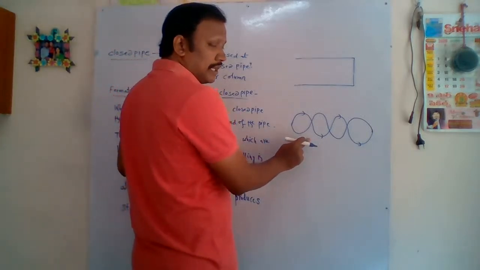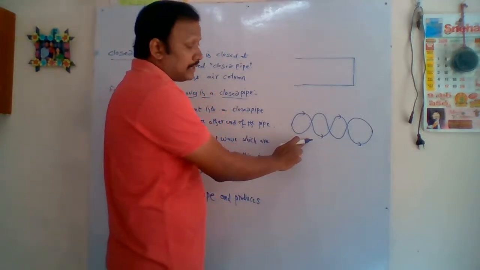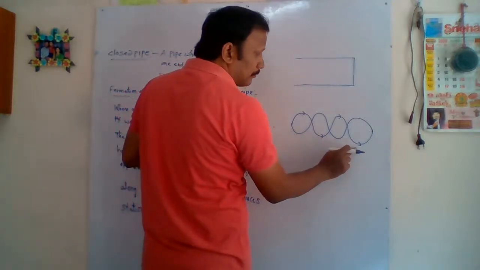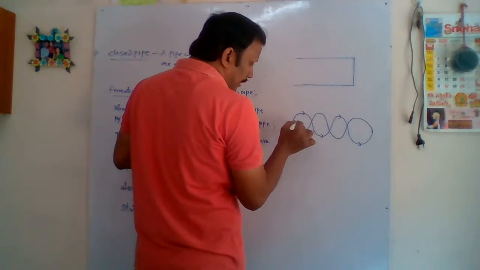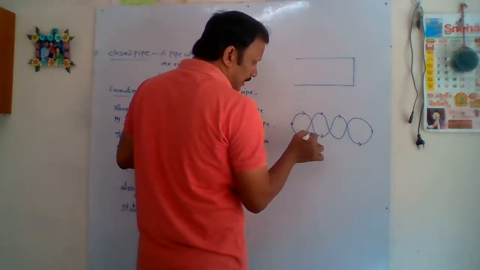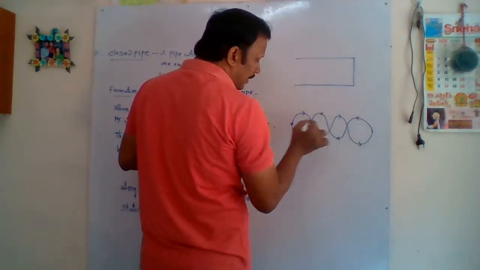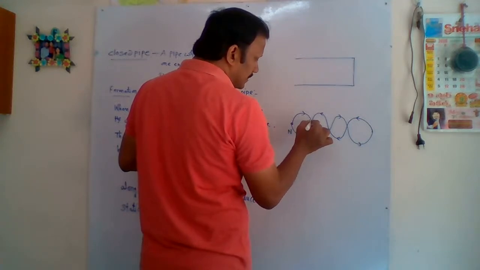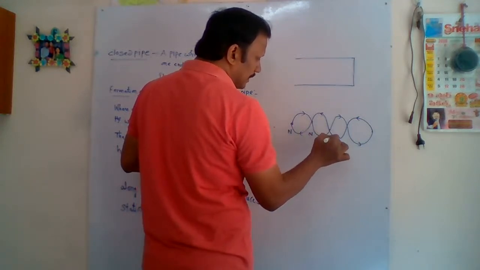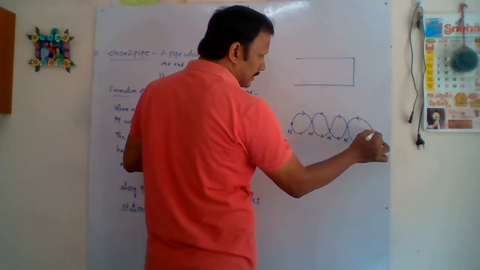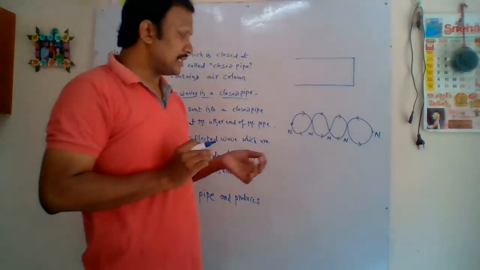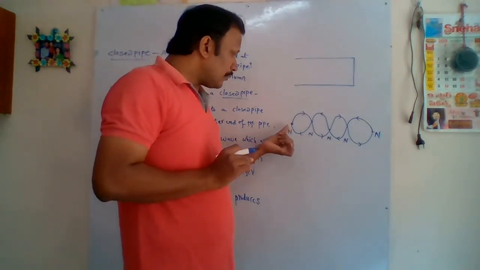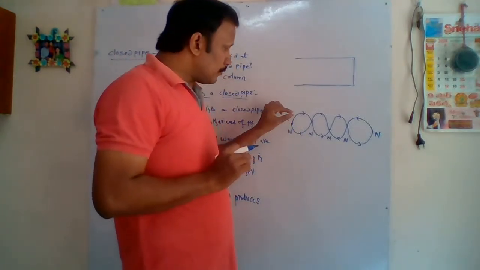In that situation, stationary waves are formed. A stationary wave consists of loops. Where the two waves meet, nodes are formed. Here a node is there, here a node is there, here a node is there. Where the two waves meet, the resultant displacement is equal to 0. At that point, a node is formed. What is an antinode?